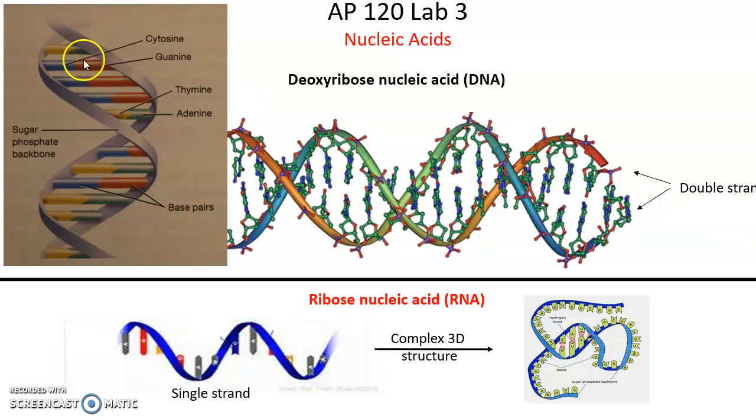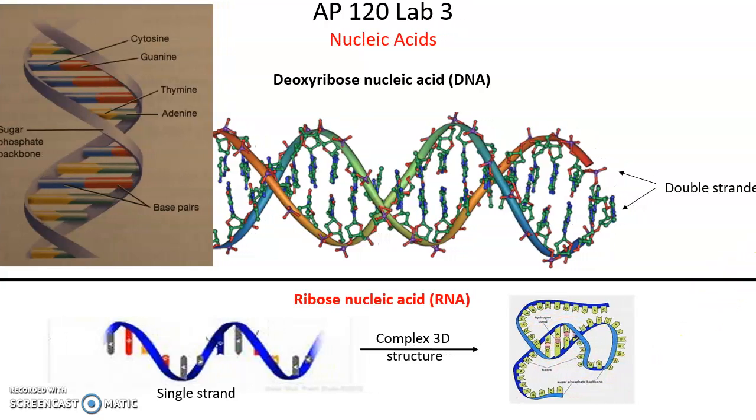If you look at it, you can see that the outside strip, or pole, is the sugar phosphate backbone, and then on the inside is where we find the nitrogenous bases, hydrogen bonding to each other. There's also a ribonucleic acid, RNA. RNA is a single-stranded nucleic acid, although it can form more complicated three-dimensional structures by having base pairing occur within the strand.